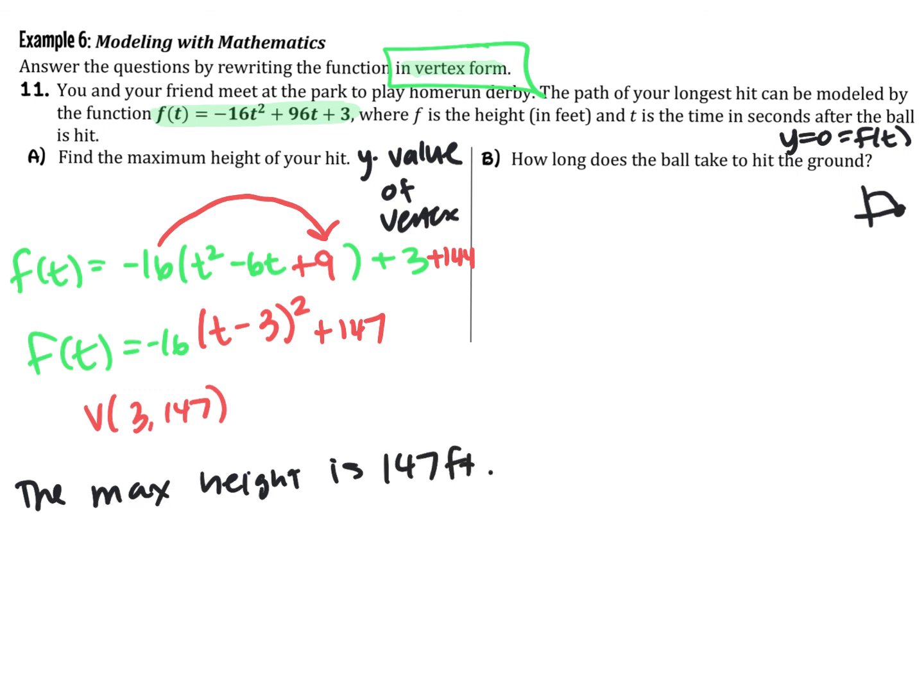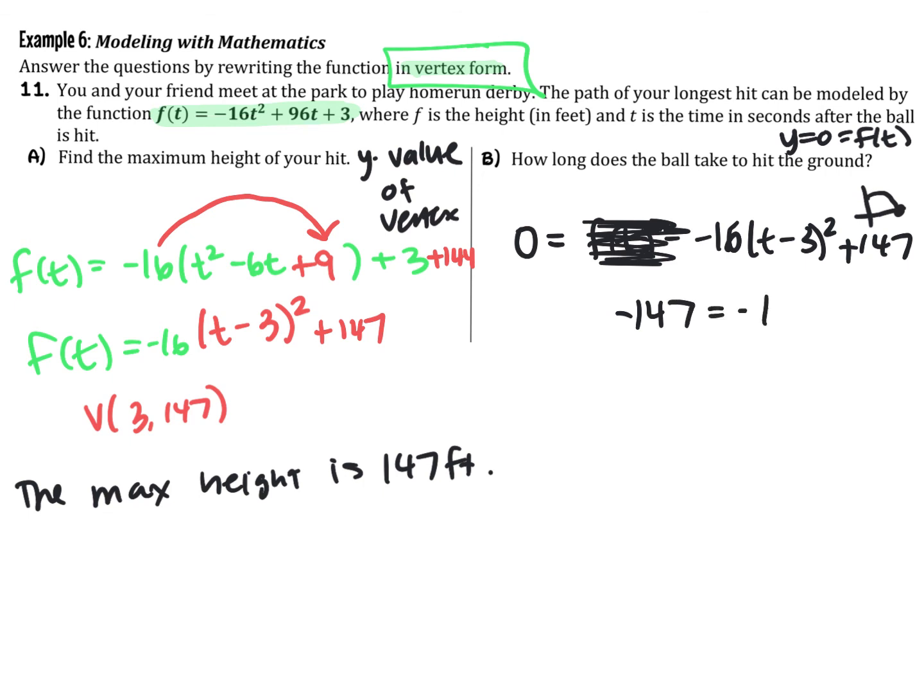Question 2 says, how long does it take for the ball to hit the ground? So we said that is really just asking us, when does our function that we just rewrote in vertex form, when does that equal 0? So let's use the fact that we wrote it in vertex form to solve for t. So I'm going to cross off this in the middle. We're just going to look at 0 equals this. So I'm going to subtract 147 on both sides.